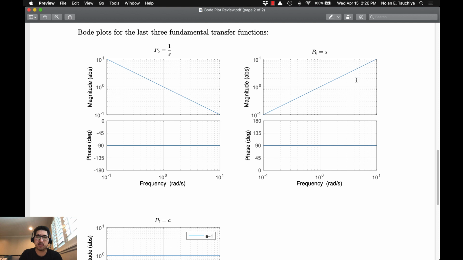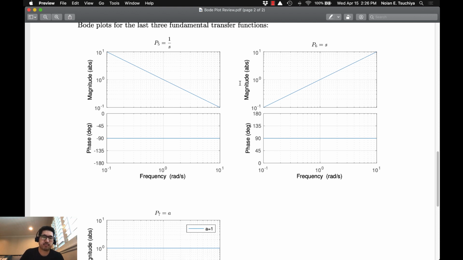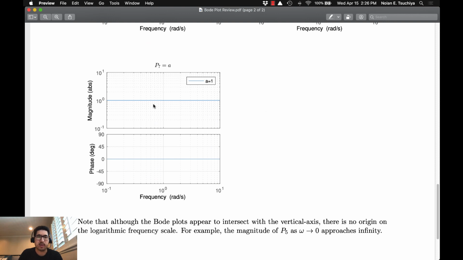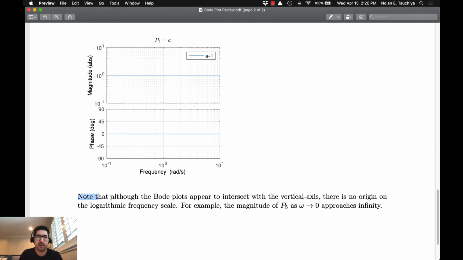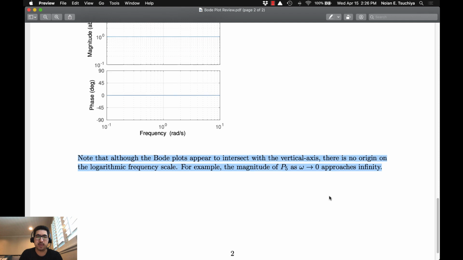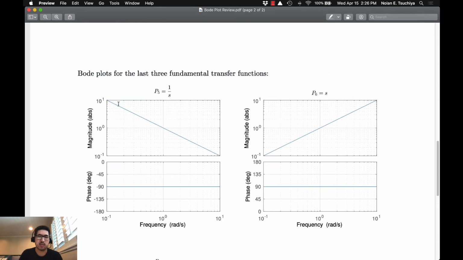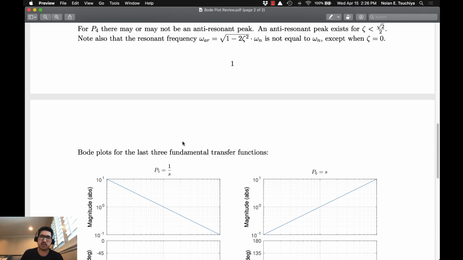You have a positive 1 slope here. And then the last transfer function is just a constant value. So you just get a constant at whatever value A is, and you get no contribution to the phase whatsoever. And there's even a note here that indicates for P5 and P6 that you should never really assume that these lines will intersect with the vertical axis.